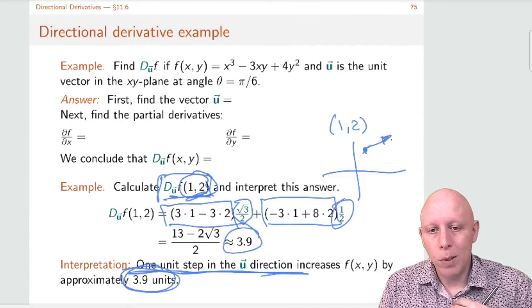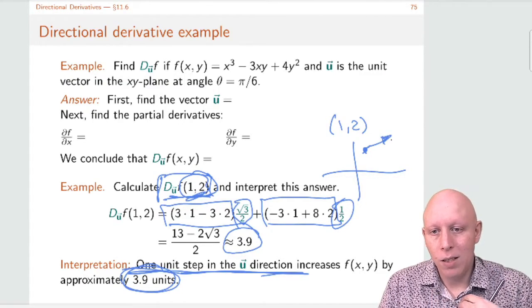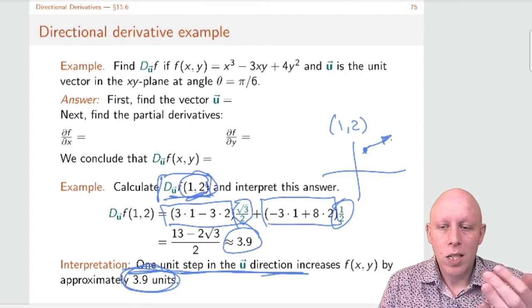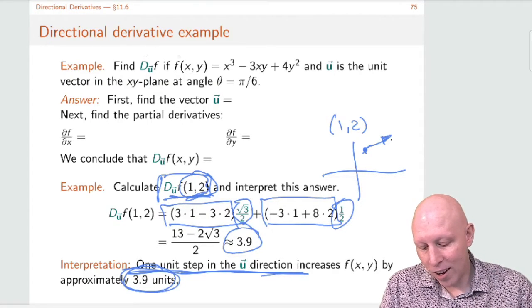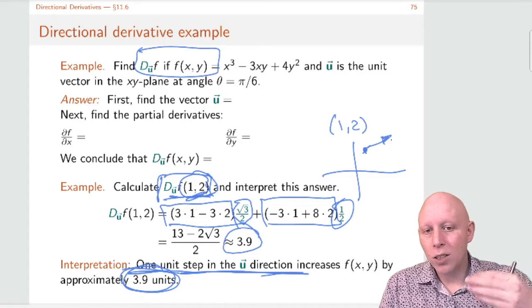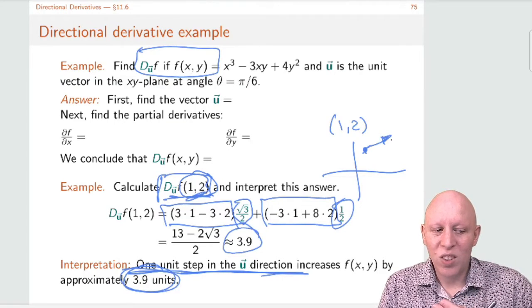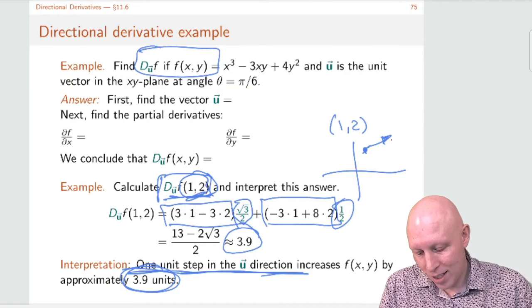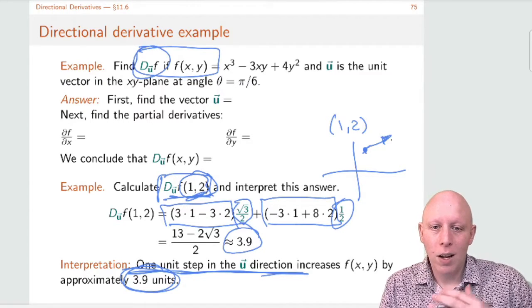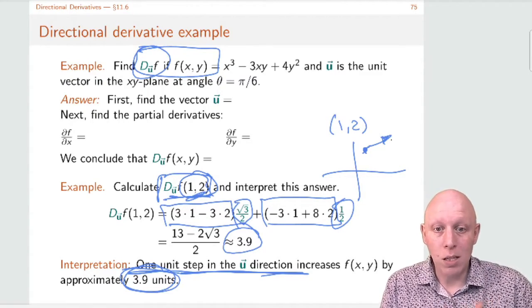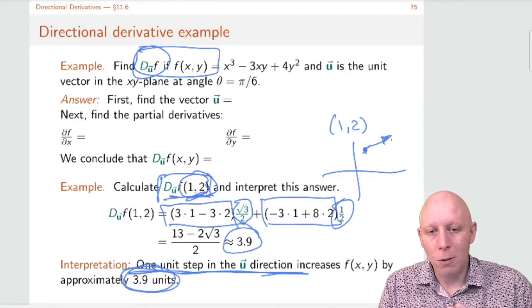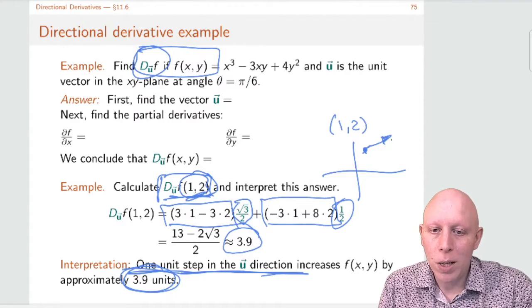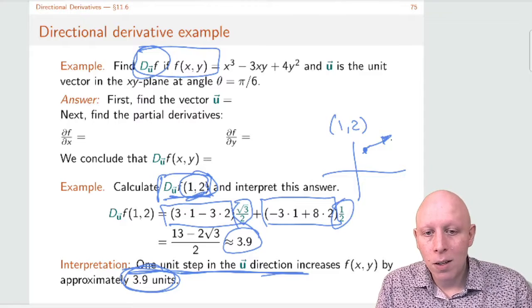And so take some time to think about that, and make sure you can take just a calculation that you have to do and turn it into an understanding in your own words about what this directional derivative of f in the u direction means. What does this 3.9 mean? And make sure you're able to understand that.